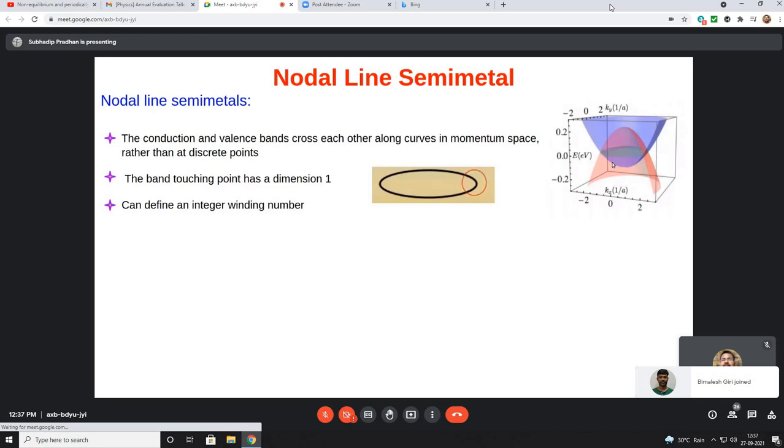Now we can define an integer winding number for this nodal ring semi-metal also, because around this band touching we can define a closed surface. For this closed surface we can calculate the winding number that should be an integer value. So that is the topology which is coming for nodal line semi-metal.